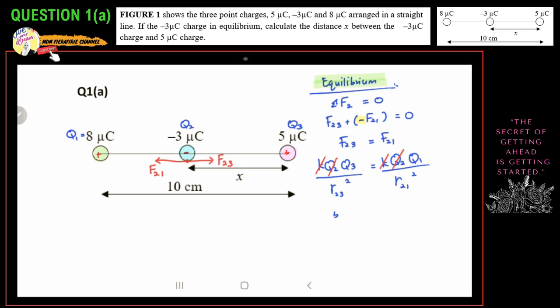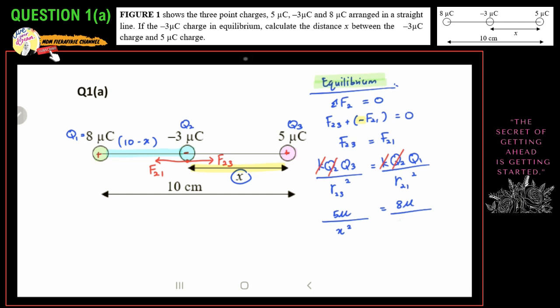So it's equal to 5 micro. So make sure in your calculation, tolong substitute nilai micro ni, micro, nano, pico. Okay, so over R23, kat sini kita dah tahu dia adalah X. So substitute X squared is equal to Q1 is 8 micro over, okay, so if here is X, means that the remaining distance here should be 10 minus X.